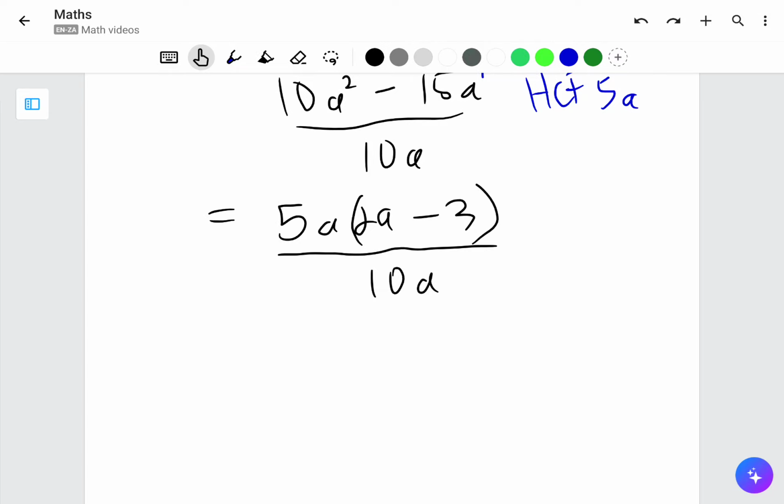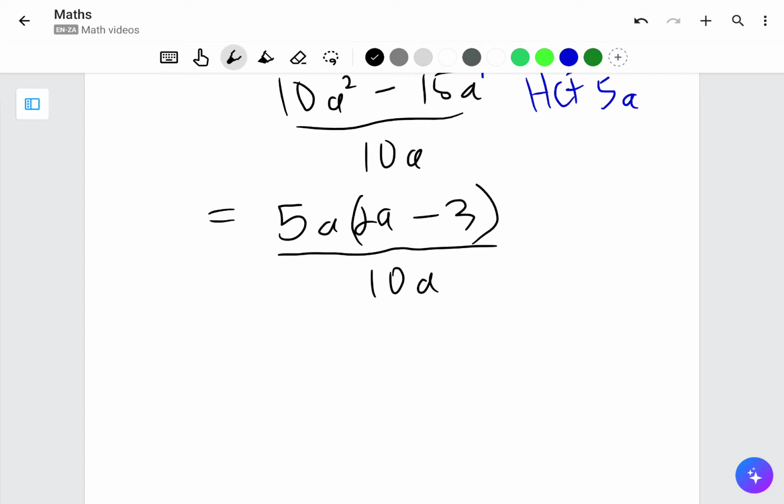Now we can see that we're sitting with a fraction that looks like this. Forget the a's, we're sitting with a fraction that looks like this. You guys with me? So what would you do in this case? You know you're going to say HCF. Divide both by 5, right? So that's what we're going to do here.